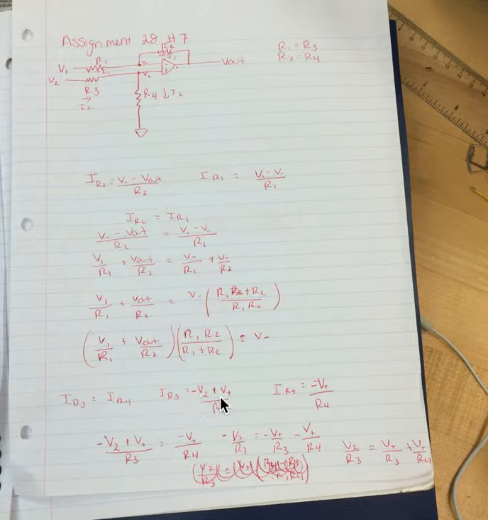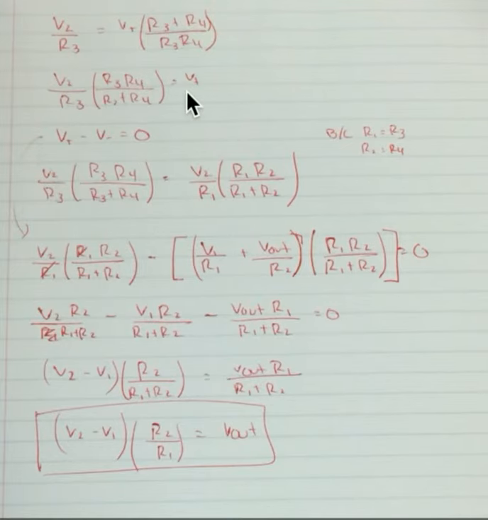So then I went to the next ones and solved for, so through R3 it's negative V2 plus V plus over R3, and for R4 it's negative V plus over R4. Set those equal to each other, and so I solved for V plus, so I got V plus is equal to V2 over R3 times R3 R4 over R3 plus R4.